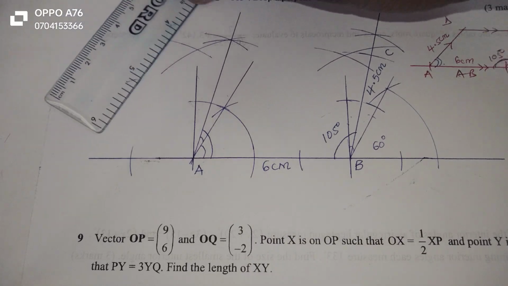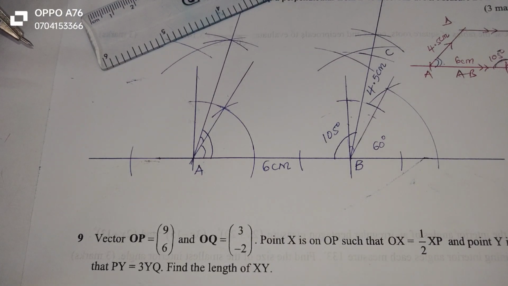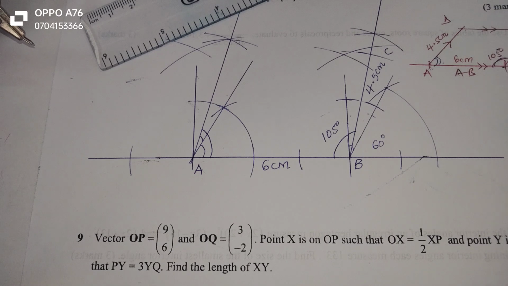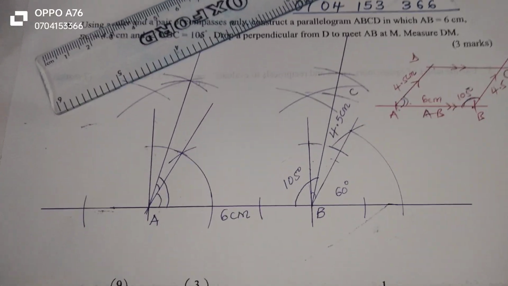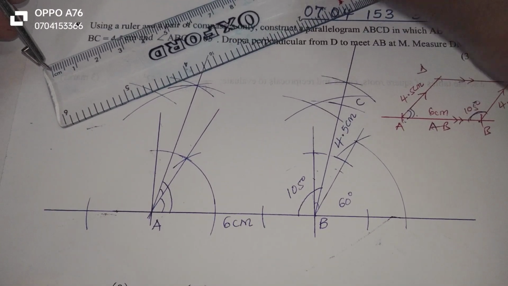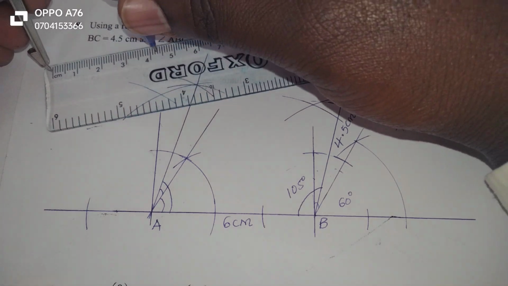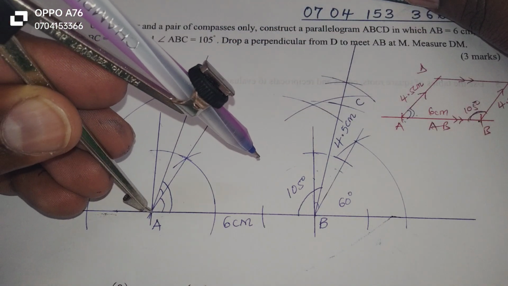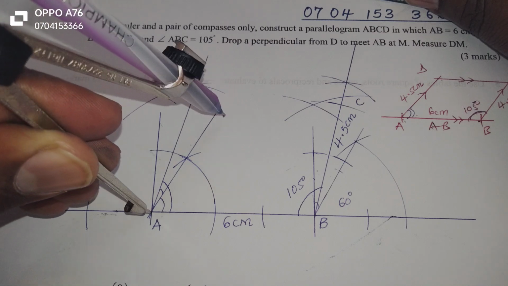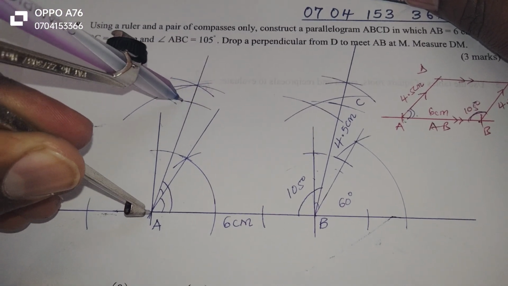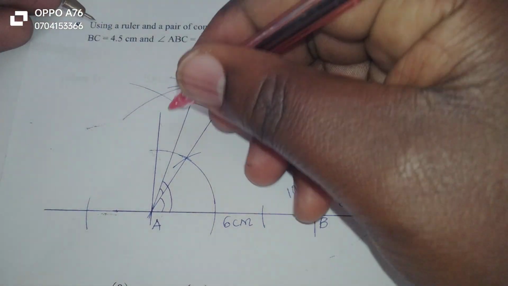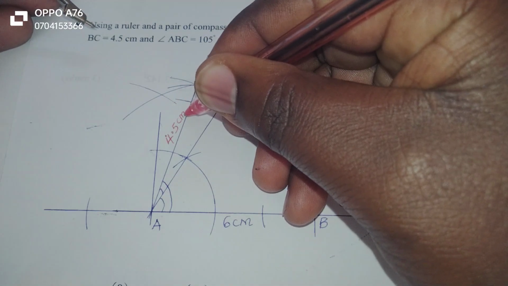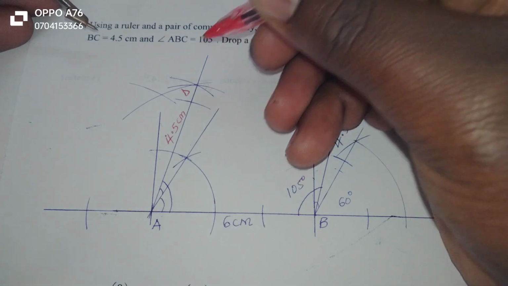Then again, I measure, because AD and BC should be equal and parallel. Now I measure again 4.5 centimeters, and with this I just make an arc. Now this will be my point D automatically.